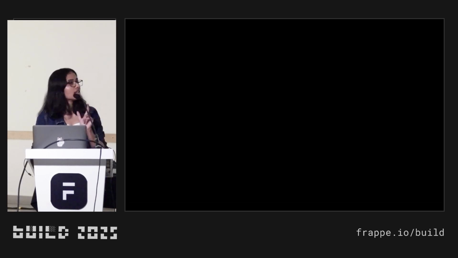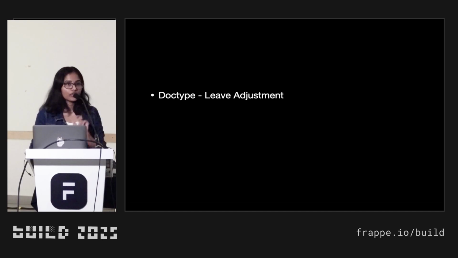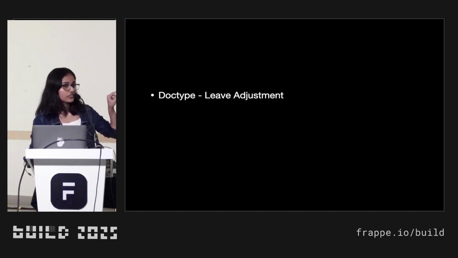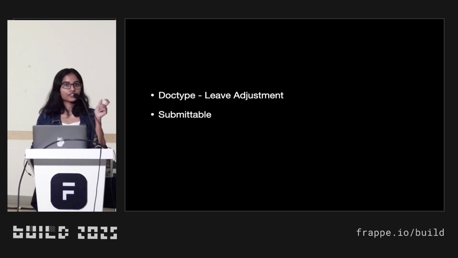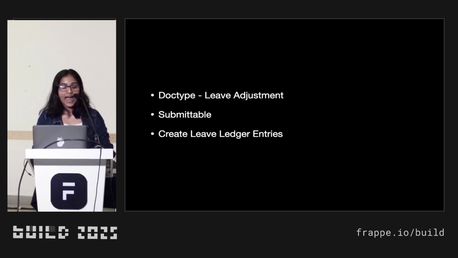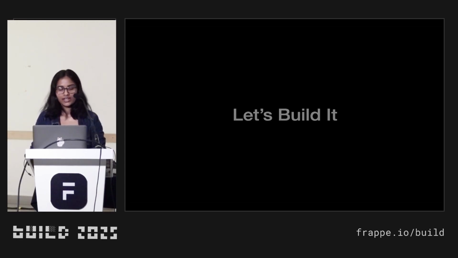The solution is, you want a new doc type because you want to keep a track record that lives with every document. You also want this document to be submittable so that in future, if you want the state to be reverted, you can just cancel this document. And this document also needs to hit your ledgers because now you're changing the leave balance. So yeah, let's build it.